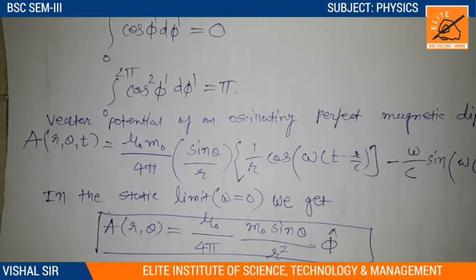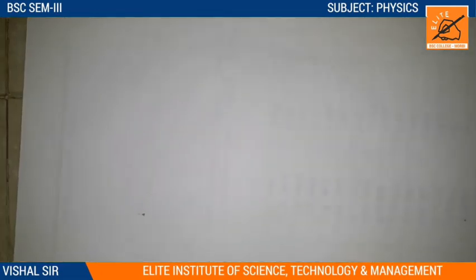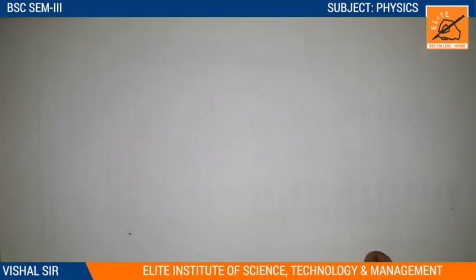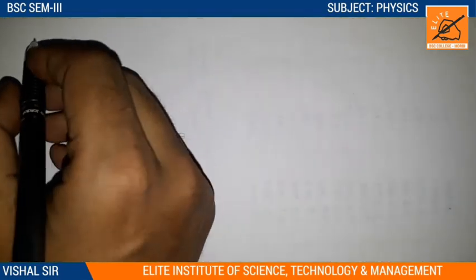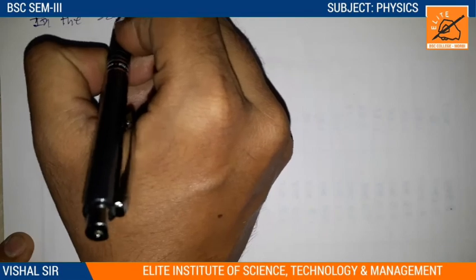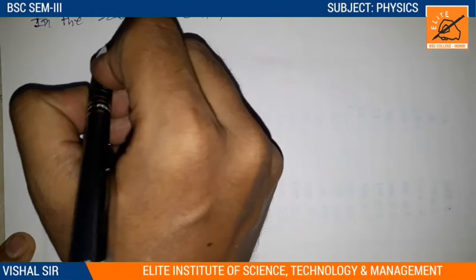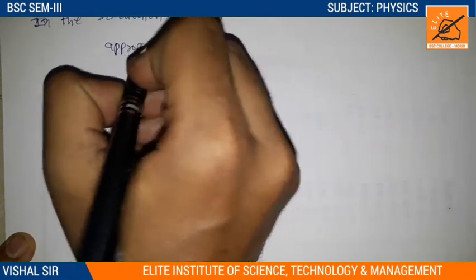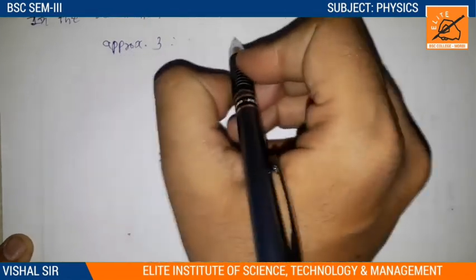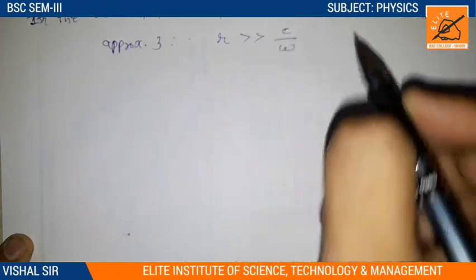Now another approximation we can write in this case is in the radiation zone, approximation 3 will be r should be greater than c upon omega.